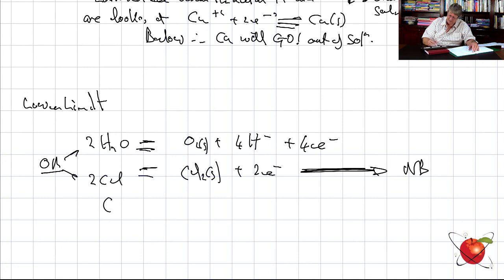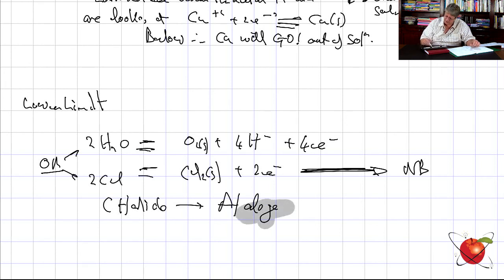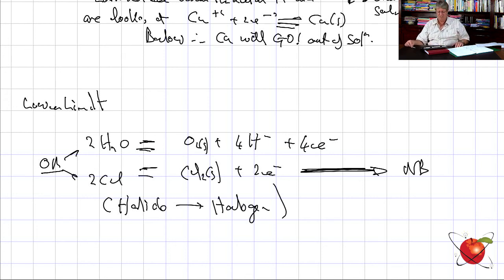Why? A halide will produce a halogen. The halide becomes a halogen, doesn't it? It's a chlorine, iodine, or a bromine. They're going to come out of the solution. So generally we find oxygen coming out unless we've got a halogen in there.